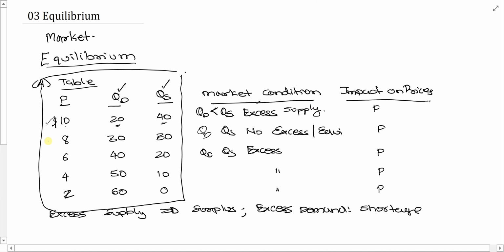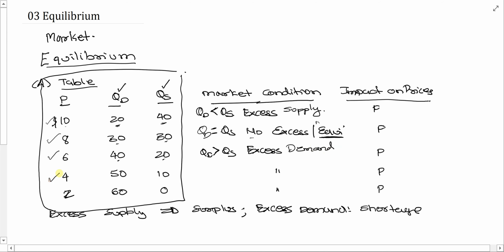Then you think about price 8. At 8, 30 cups are demanded and 30 cups are supplied, and hence quantity supplied is equal to quantity demanded, and hence there is no excess demand or excess supply, and this we call equilibrium. And we'll understand how and why we use this word equilibrium. Then you think about a price of 6. At price 6, there are 40 cups demanded and 20 supplied, and hence demand is more than supply, and hence you have excess demand.